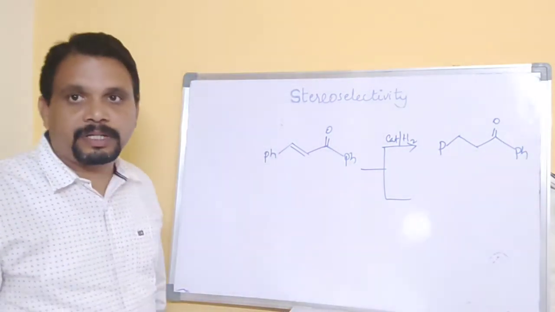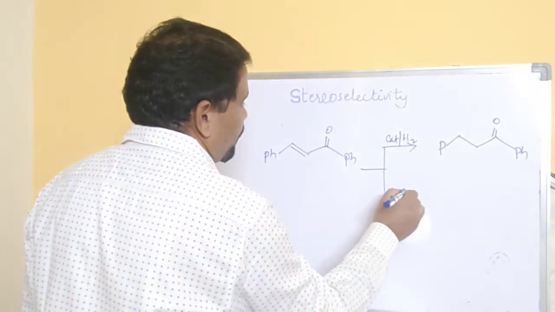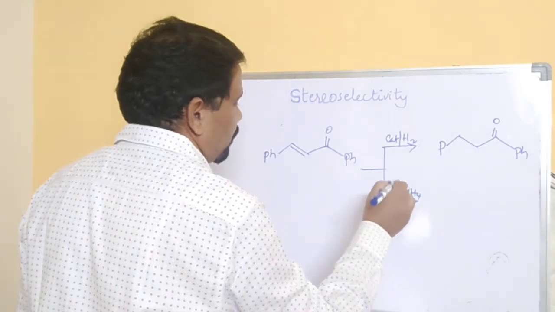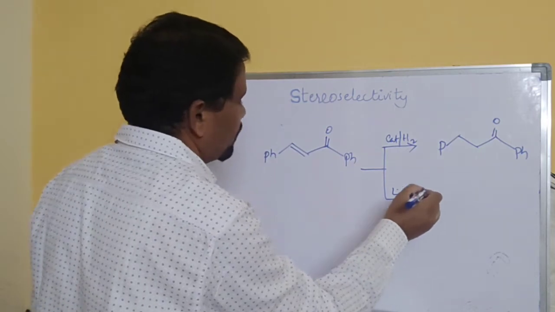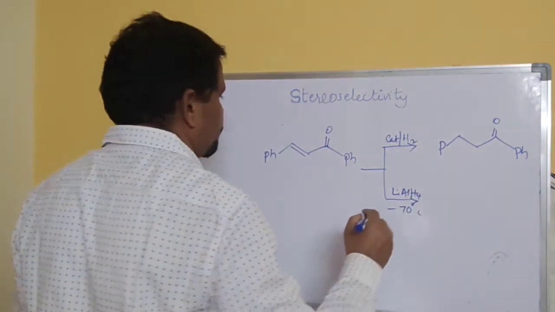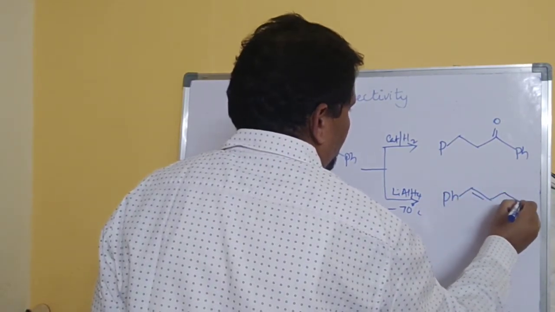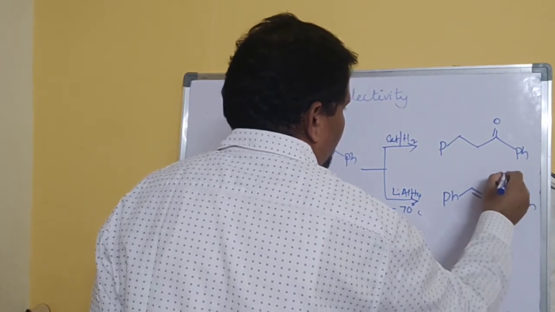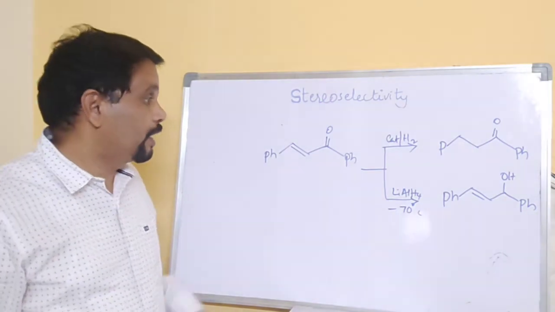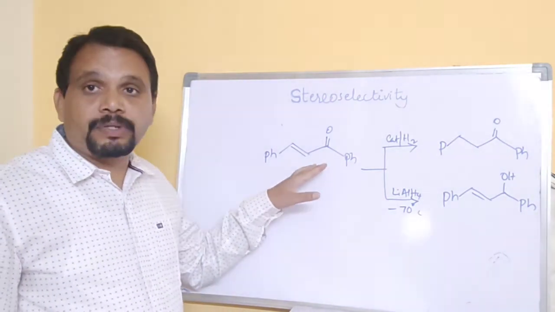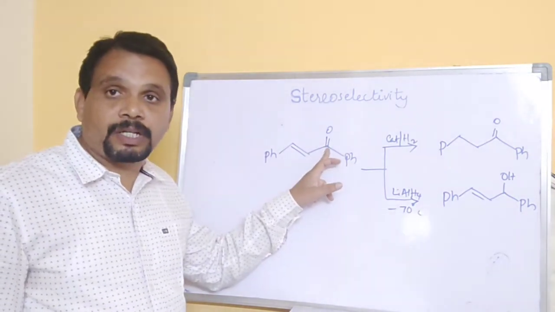Okay, that product will be formed. If you react with lithium aluminum hydride at minus 70 degrees, you will get that product predominantly. This starting material has an olefinic functional group and a keto functional group.